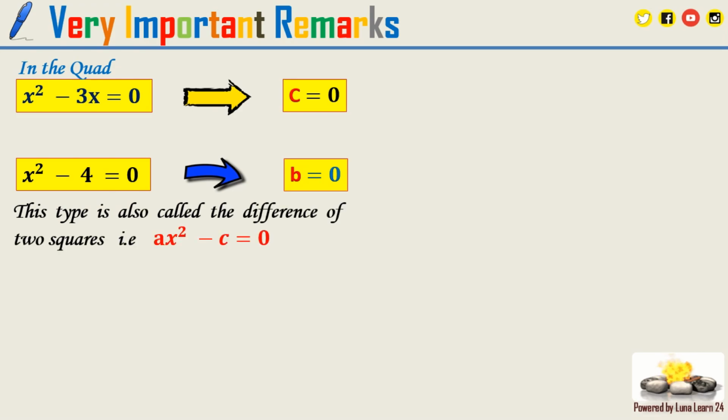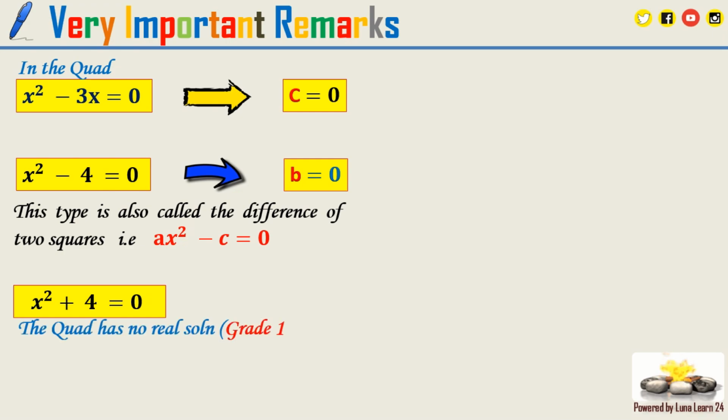This type is also called the difference of two squares, because x squared is a square and 4 is a square. Even if it was 3 that was there, we still call it the difference of two squares, because the square root of 3 is root 3. Alright, now for x squared plus 4 equals 0, this one has no real solution. It has a solution, but the solution is not a real number. It's an imaginary or complex number. And this is grade 11 and grade 12 math. So we say it has complex roots.